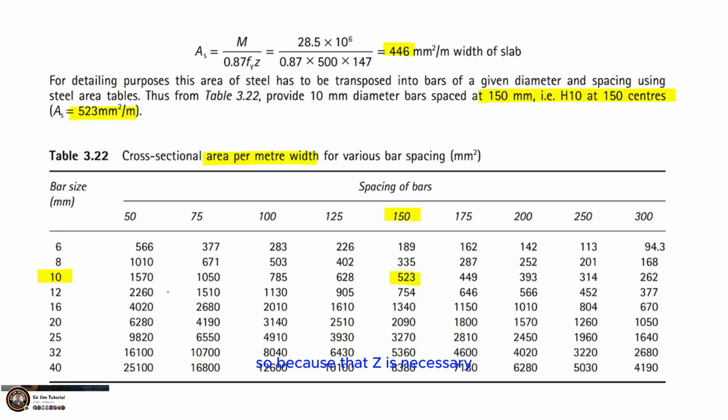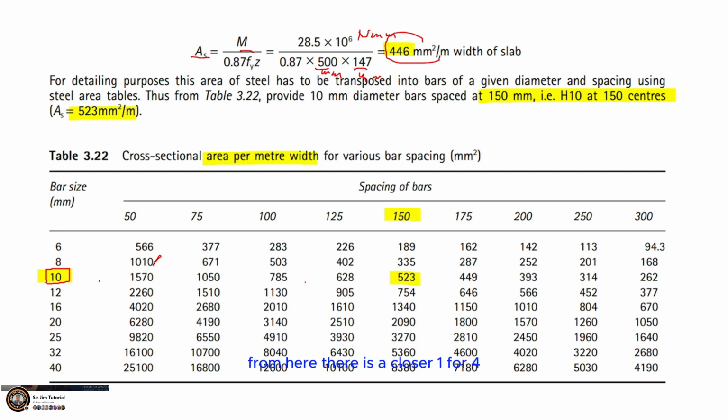Because that Z is necessary in calculating As, using this formula, we substitute the design moment, which is in Newton millimeter. 500 is also in millimeter, 147 is also in millimeter. Meaning, this is the required reinforcement. So, from the table, as I told you, 10 millimeter diameter should be the minimum for the main reinforcement of the slab.